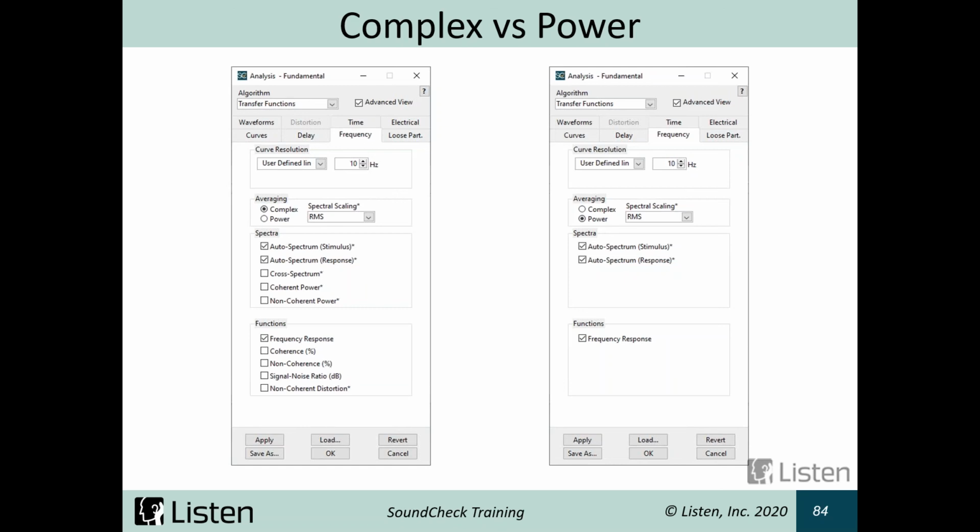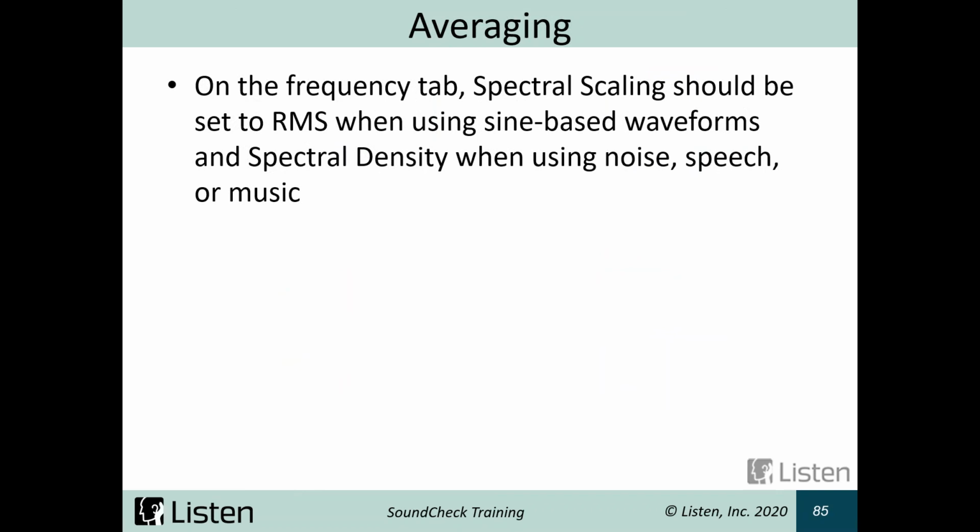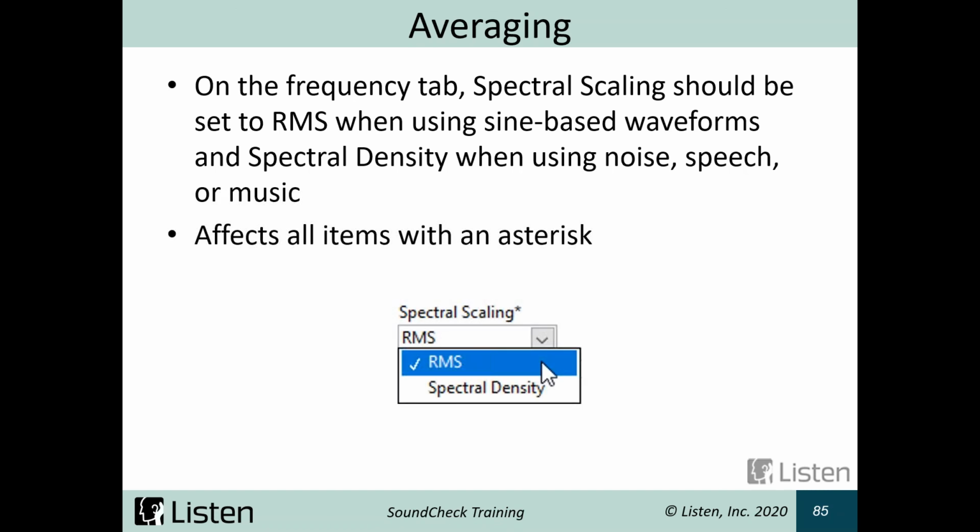The spectral scaling here, you can see now there's a couple areas where the asterisk will come into play and some where it will not. And a reminder on this, spectral scaling should be set to RMS when using sine-based waveforms and spectral density when you're using noise, speech, or music. It affects all items with an asterisk, and for transfer function, it would be recommended to use broadband type signals with spectral density.